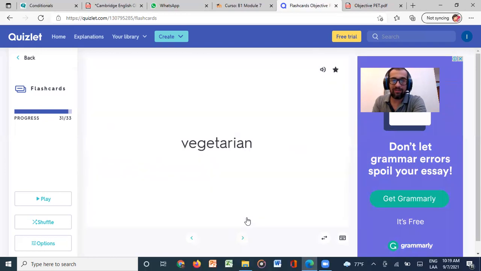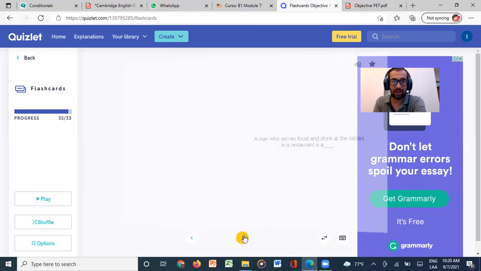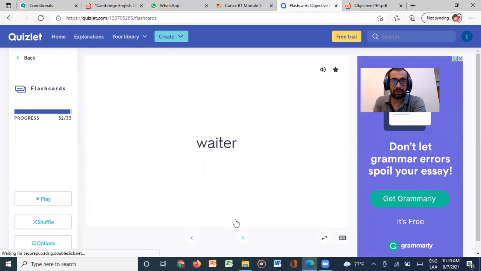Let's go with 31. Vegetarian. Vegetarian, people that only eat vegetables. In this case, a vegetarian meal includes no meat or fish. Vegetarian. Let's go with 32.